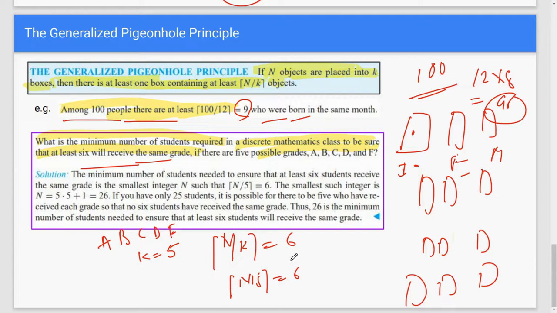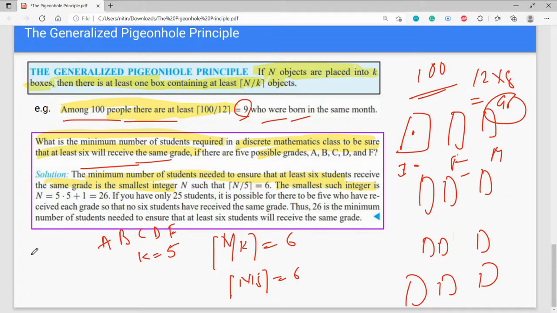Okay, so obviously at this point, how do you think about this particular question? Just see it this way. The smallest such integer is n. It's saying that the minimum number of students needed to ensure that at least 6 students receive the same grade is the smallest integer n such that the ceiling of n divided by 5 is equal to 6. So you have to find the smallest possible n. This thing you have to keep in mind.